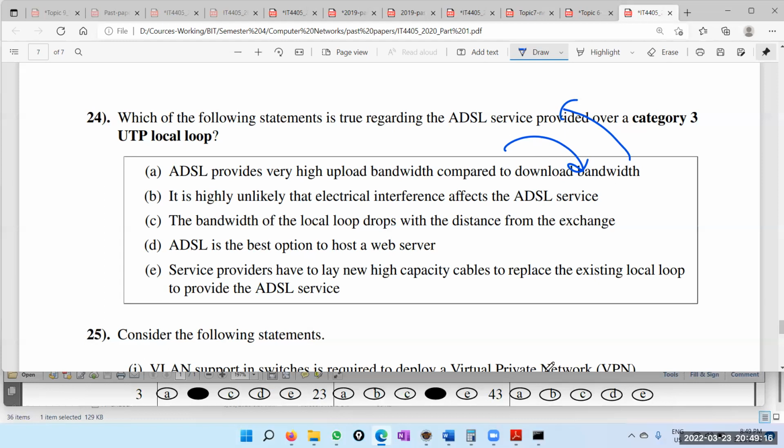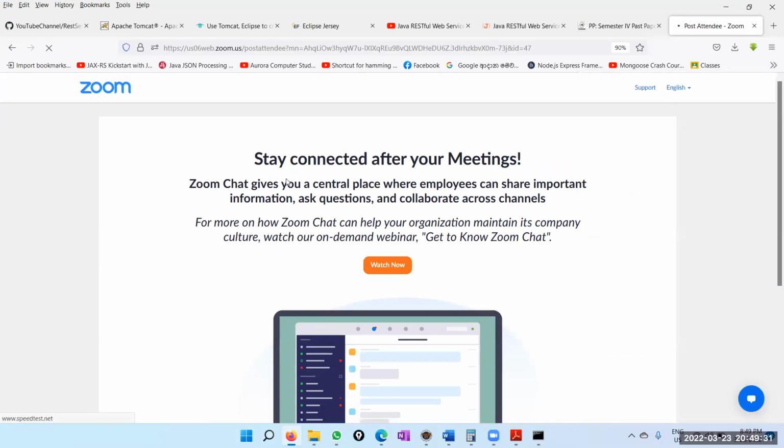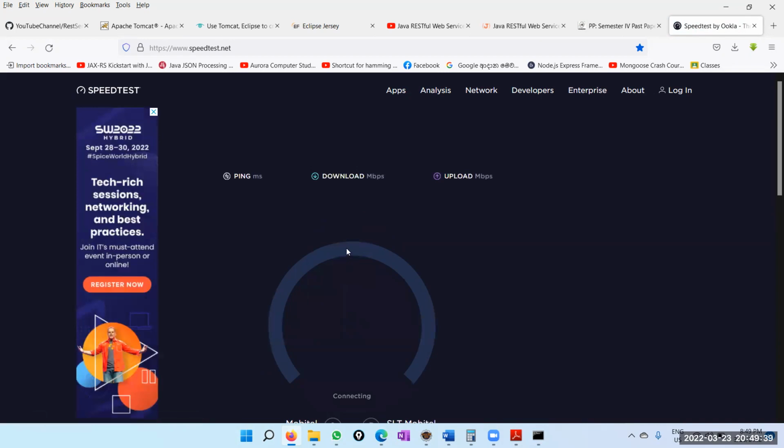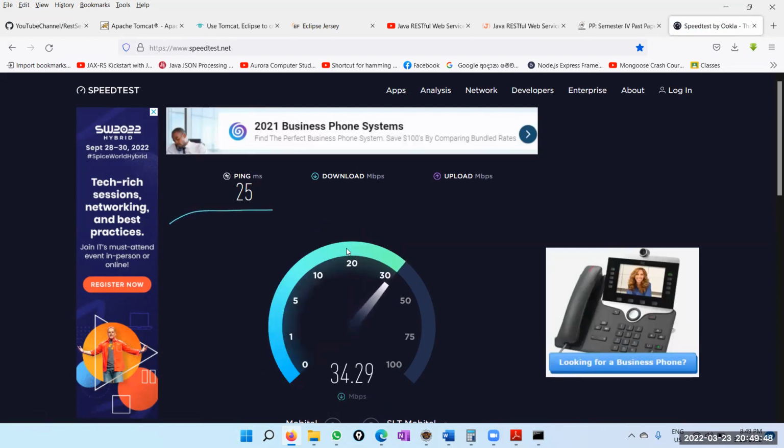But definitely if you have an ADSL connection, you will find that if you do a speed test, right? Of course, because of the power issue, I am now using my mobile connection. So here also the download bandwidth is much higher than the upload bandwidth. You can see the download bandwidth is somewhere around 30s, but my upload bandwidth is going to be somewhere around 10 to 20, because that is what we need.